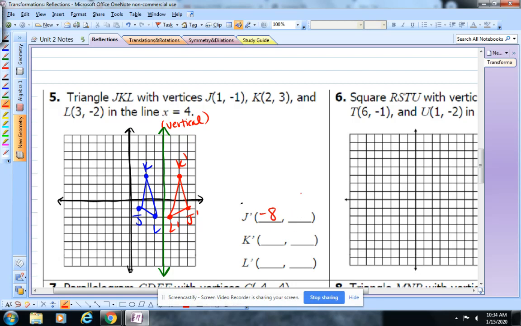Positive. Did the wrong one. But look, do it and see what you notice. Sorry, I'm getting my letters confused. J prime is going to be 7, negative 1, right? And L prime is going to be 5, negative 2. It's positive 8, 3, right?